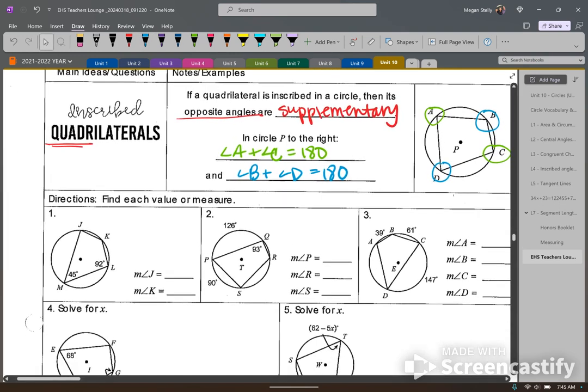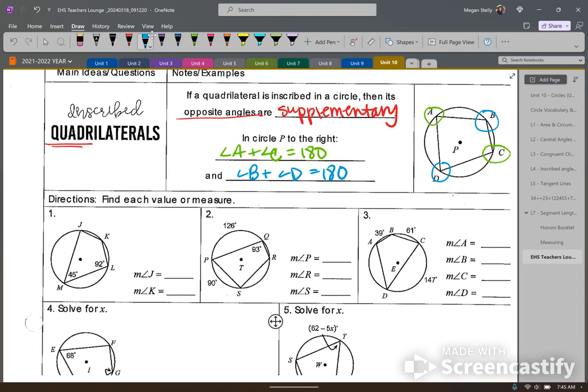So number 1, opposite J is L, 92. So 180 minus 92, 88 for J. Opposite K is 45. 180 minus 45, 135 for K.